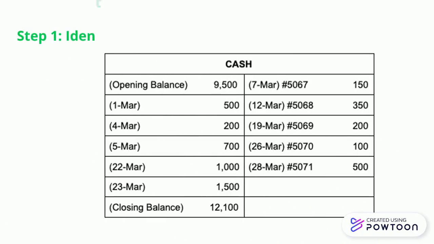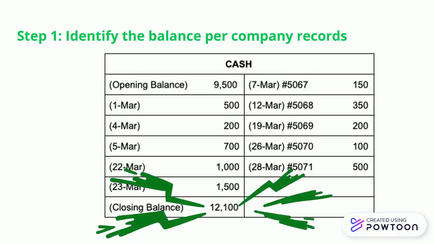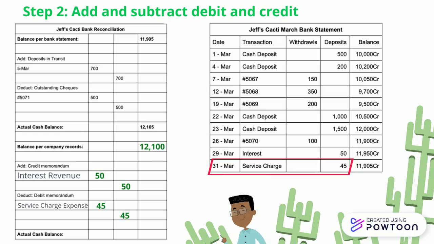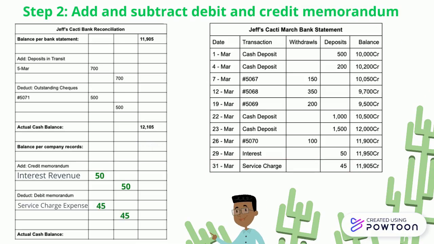Now Jeff can begin step 2. The first step is to identify the cash balance per company records. Jeff then adds his credit memorandum, being interest, and deducts his debit memorandum, being a bank service charge. After this, Jeff can now calculate the actual cash balance. This should match the previously calculated amount.